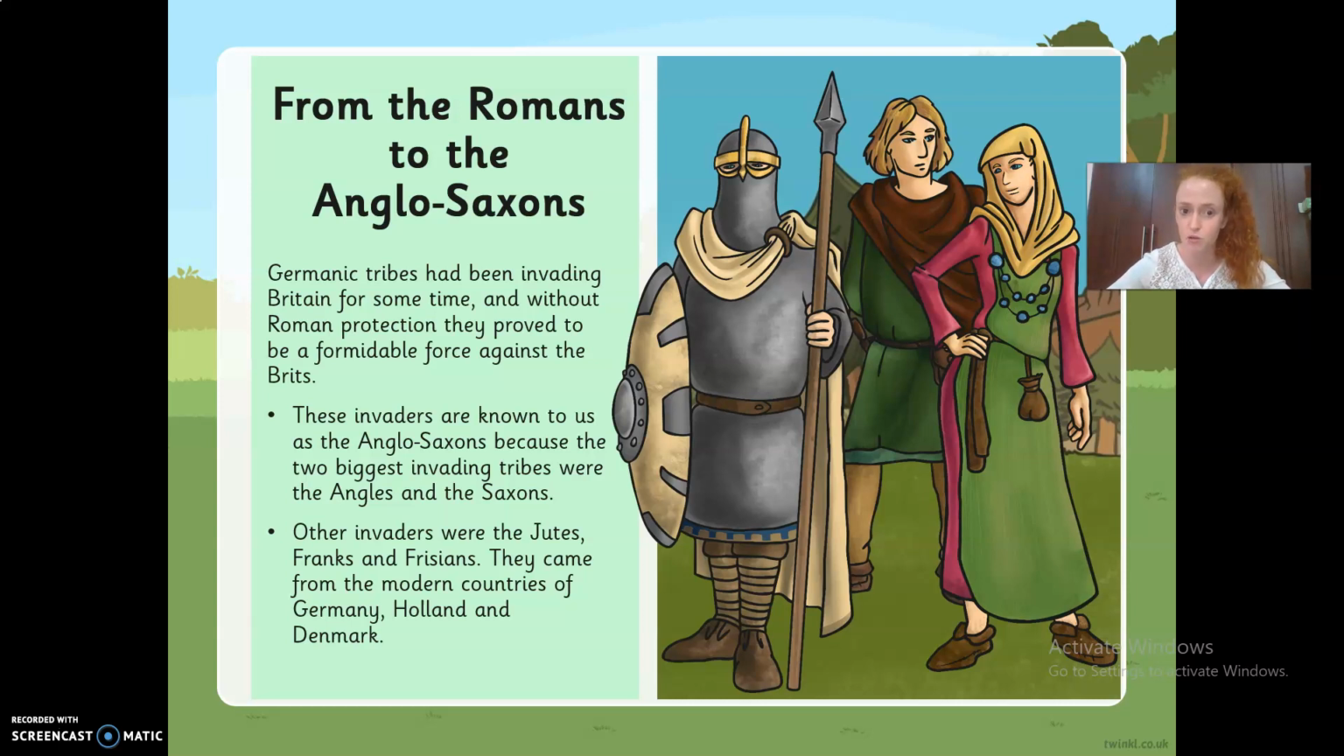These invaders are also known to us as Anglo-Saxons because the two biggest invading tribes were the Angles and the Saxons. Other invaders were the Jutes, Franks, and Frisians. They came from the modern countries of Germany, Holland, and Denmark. So if you are really curious, you can look them up on a map to see where Britain is and where Germany, Holland, and Denmark are.